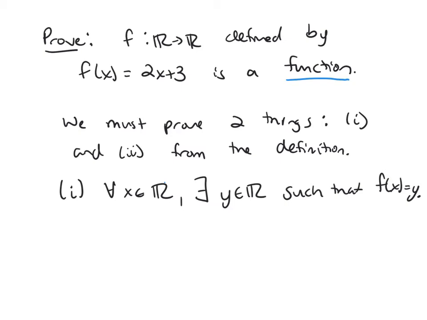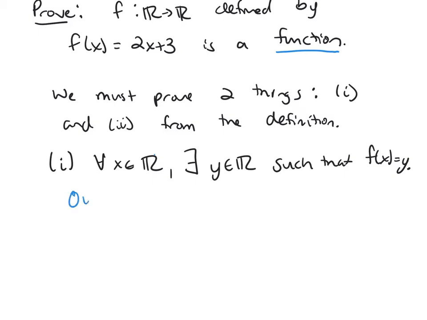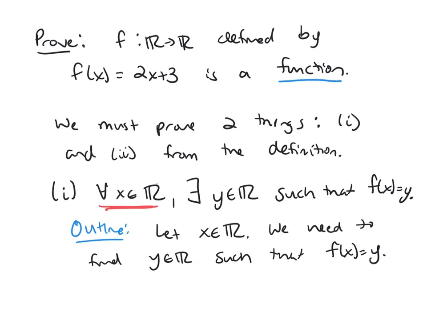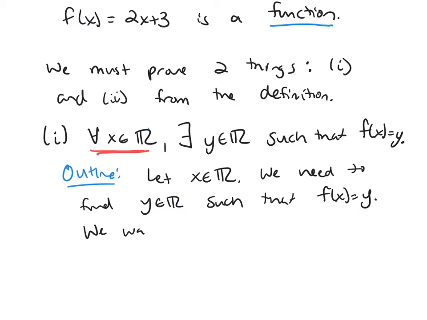So we're going to think for a minute on the outline of our proof. We're going to take x to be an arbitrary real number because of this part right here. We have a for all symbol, so we need to take an arbitrary element out of R. And we've got to find an element y. So I'll say we need to find a y in R such that when I plug in x into my function, it outputs y. Well, based on the definition of f, it looks like we want y to be 2x plus 3.